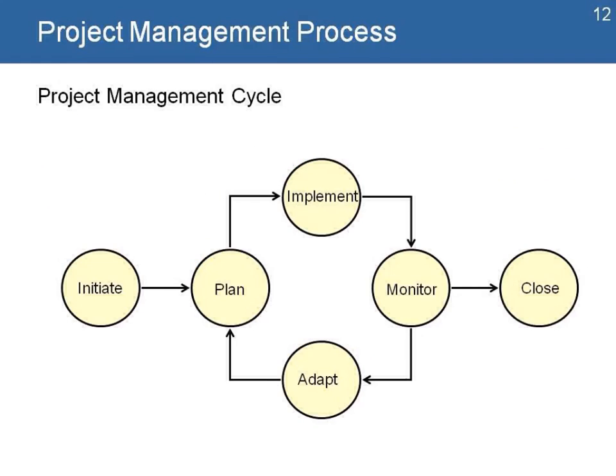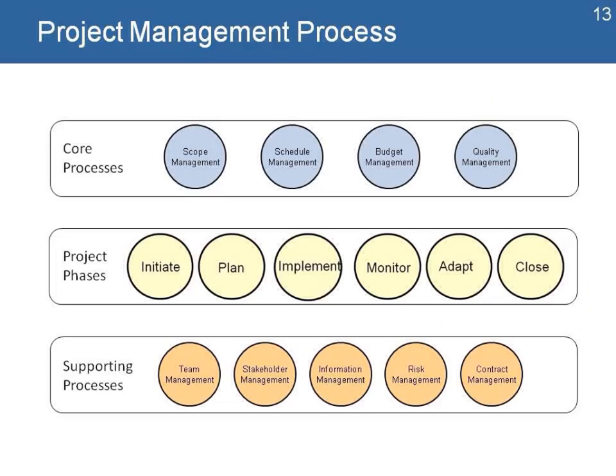Process happens in the project management cycle. The project management cycle consists of 6 phases. And from the start to the close, we see this cycle of planning, implementing, monitoring, and adapting. That is very similar to the Shewhart cycle, so it's familiar to you. And understanding the project management cycle, we're going to see how these processes happen.